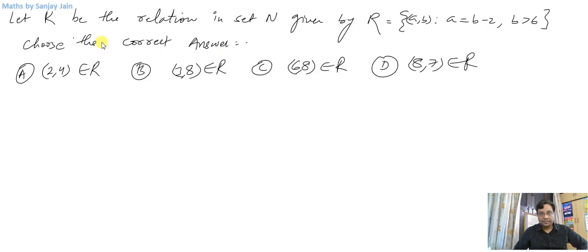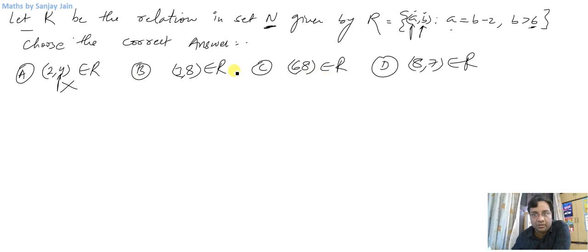So this is the last question of this exercise. Relation R is defined in natural numbers where A is equal to B minus 2. That is, the first entry of every ordered pair should be 2 lesser than the second entry. Right? B should be 2 greater than A and B is greater than 6. So obviously this is not the correct option, because at this place there can be nothing which is less than 6. So this is clearly not the option.